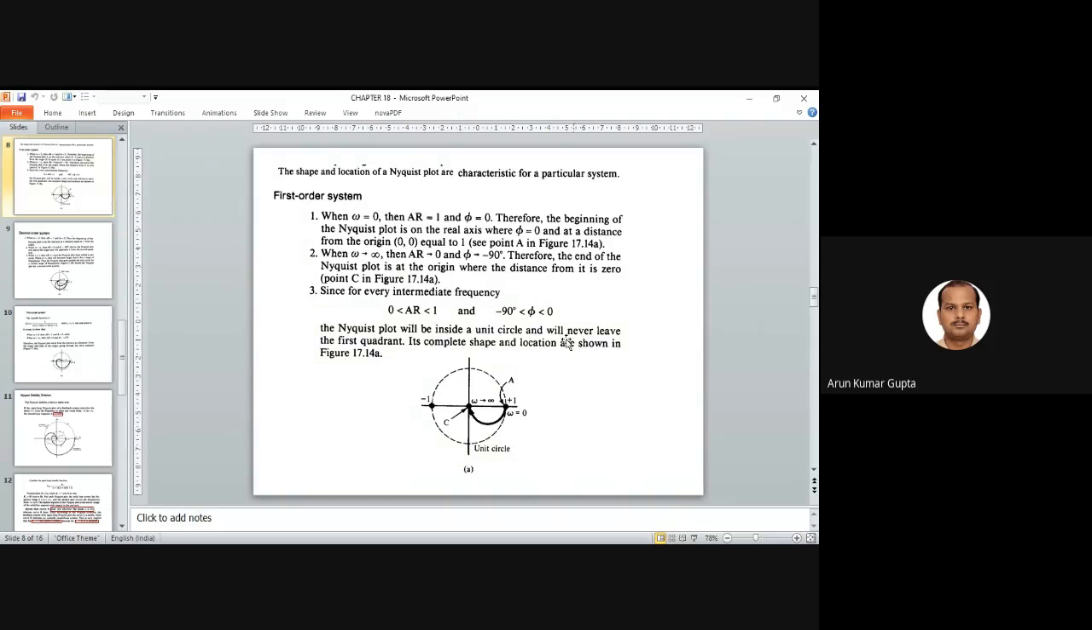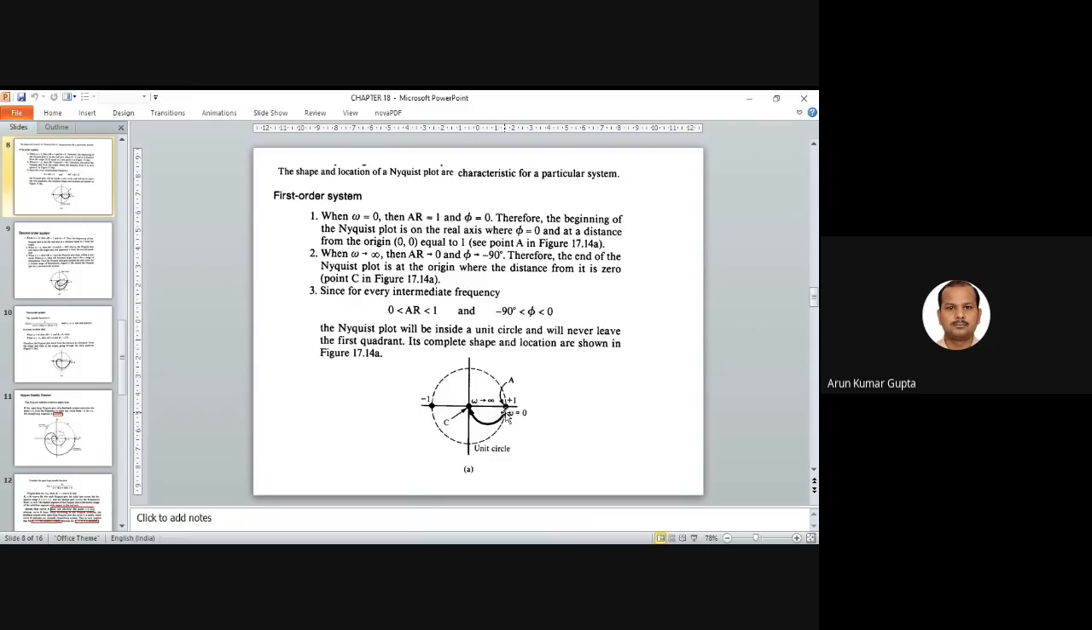I have not shown the full detail here, but when you substitute the variable s equal to j omega, G(s) equals 1 upon tau s plus 1. When you substitute s equal to j omega and multiply with the complex conjugate, then you can get the amplitude ratio and phi angle. So it will go like this.